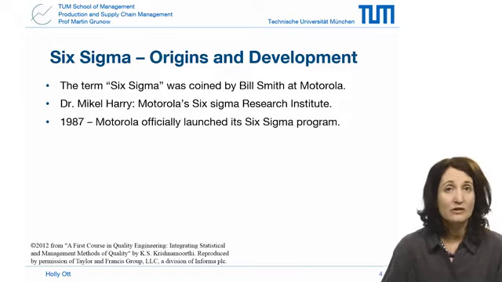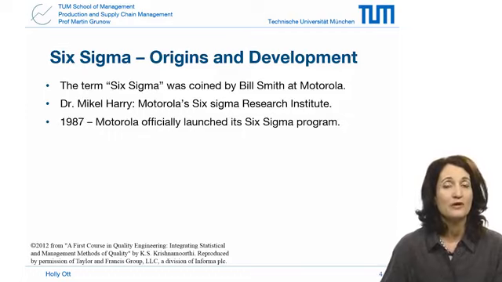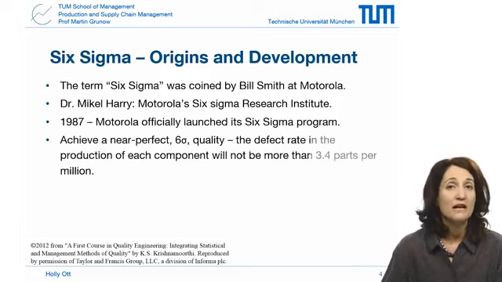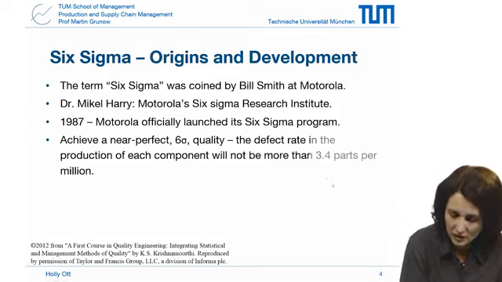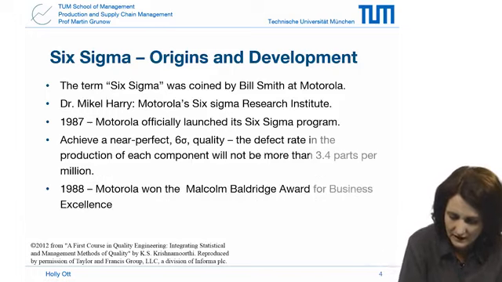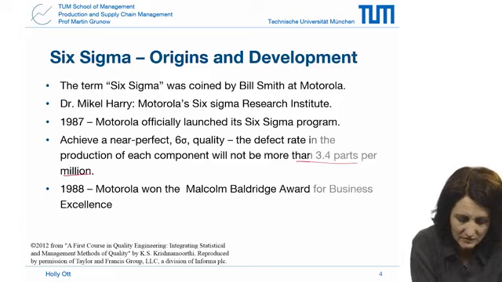In 1987, though, it was the official birth of the Six Sigma methodology in Motorola, and this was for the communications sector. Used as an approach to track and compare performance against the customer requirements and to achieve an ambitious target of near perfect Six Sigma quality in the products produced. And what this means, and this is then key, is that the defect rate for the production of each component will not be more than 3.4 parts per million.